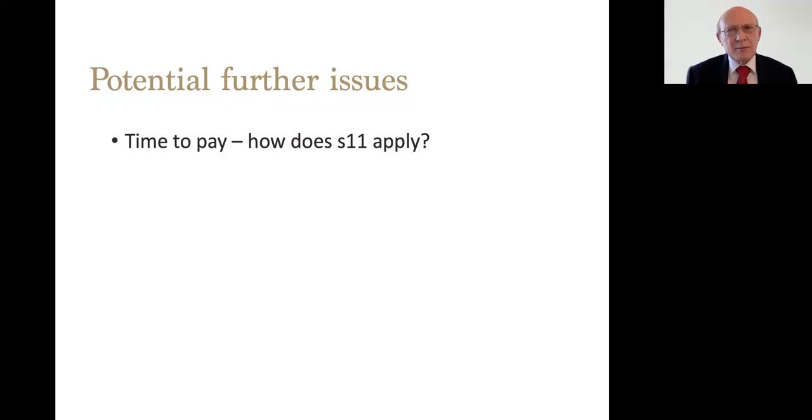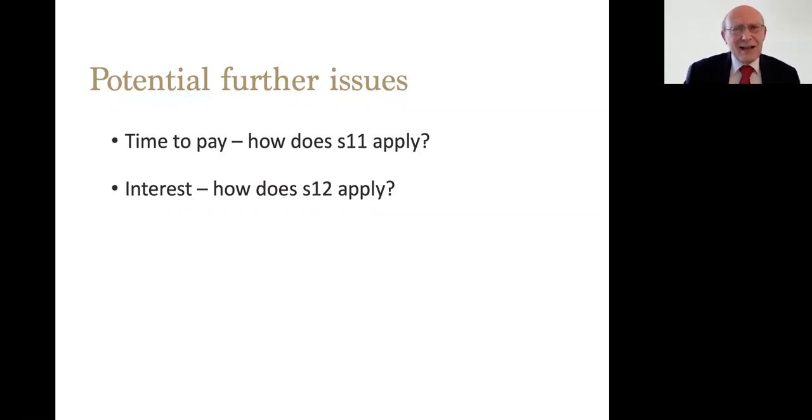But those timetables relate to the date when the order is made. And we're not making an order here. The order was made years ago. So how does section 11 apply? And if we don't know how section 11 applies, how do we work out interest under section 12? Because section 12 starts to run from the due date. Well, in practice, what courts do is that they apply section 11 as if it also referred to the date the order was varied.